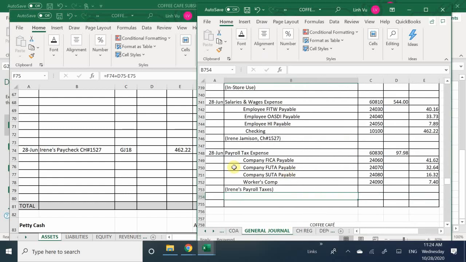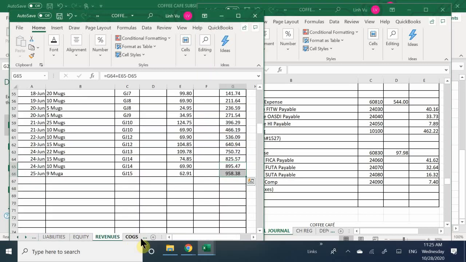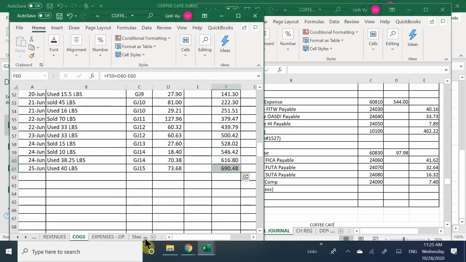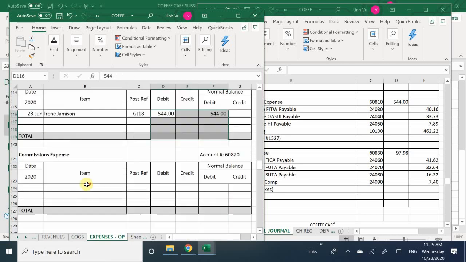All right. Now we need to journalize our payroll expense. So now we're going to go back to expenses. So I have payroll tax expense.